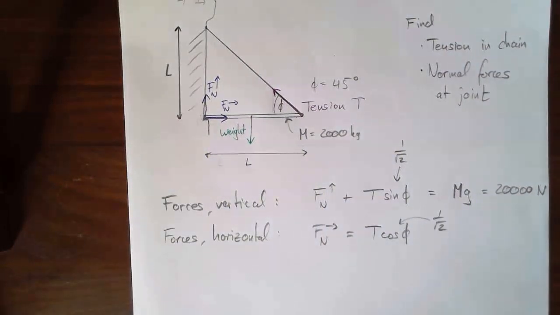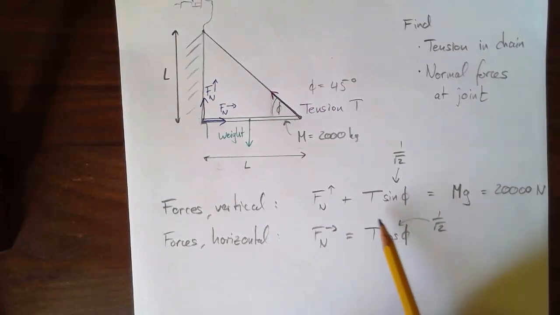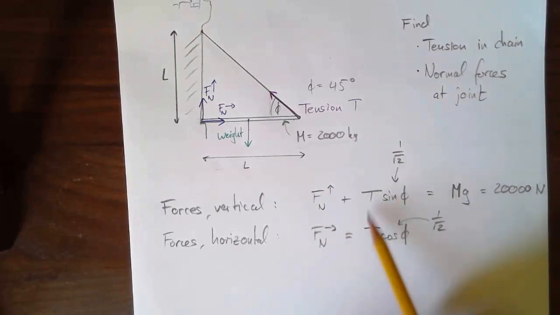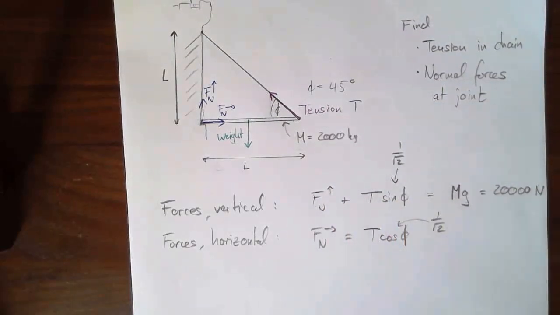So can we solve this? Well, let's see. We've got two equations, right? I've got about three unknowns: Fn up, Fn sideways, and the tension. So I could eliminate two of them, but it's not enough information. So we need to consider something else. We're going to consider torque.